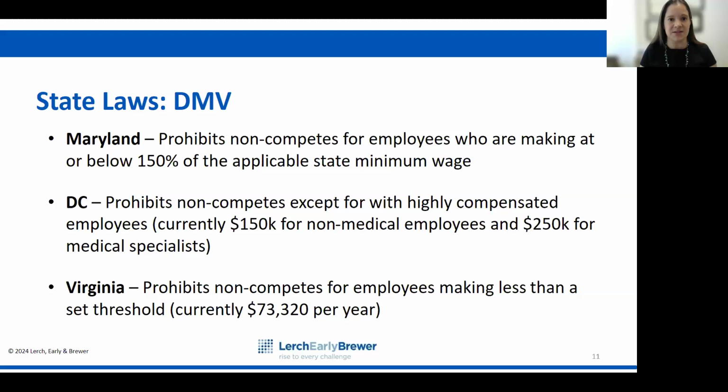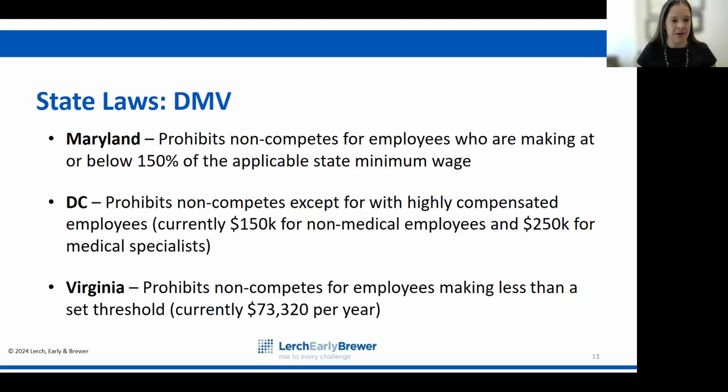For the purposes of DC law, highly compensated employees are employees who are making over 150,000 if they're not in the medical field, or over 250,000 if they're in the medical profession. And then Virginia prohibits employees making less than a set threshold. It changes annually. Right now, it's at about 73,000.